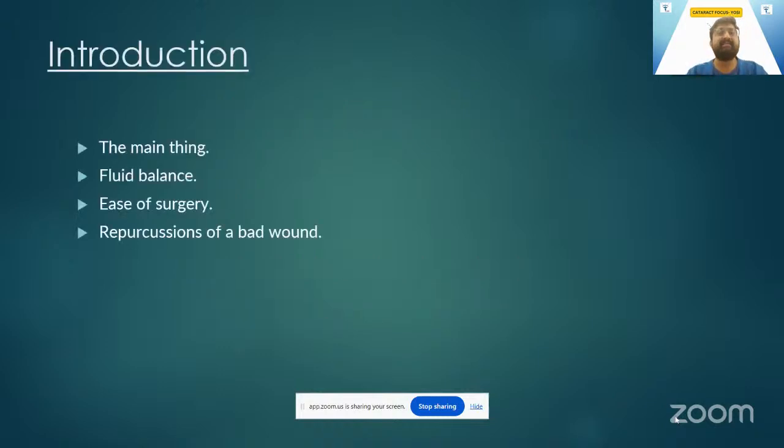Why is the incision important? Because it is the main thing, right? It is the entire entry into the anterior chamber, the entire fluidics, the entire ease of surgery. Looking at the positive aspects, that is all fine. But when you talk about the repercussions of a bad wound, everybody sitting here would understand that with one bad incision, you're going to curse yourself through the entire surgery.